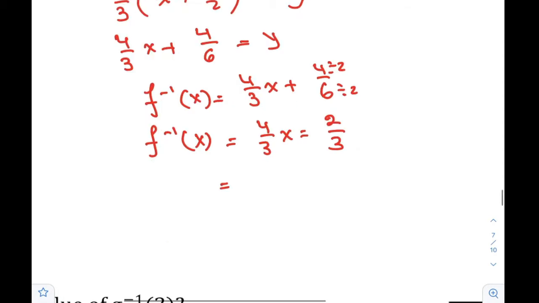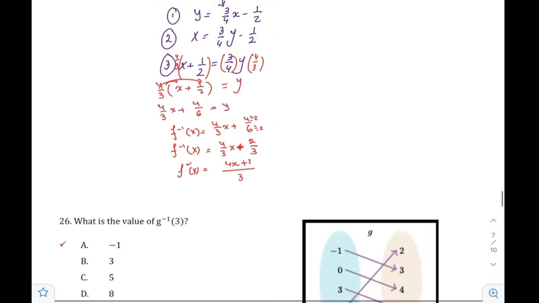Or you can write all of them over the denominator 3, with 4x plus 2 on top. This is the inverse. This is how we find the inverse.